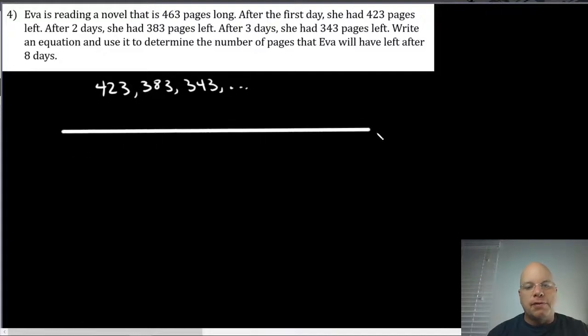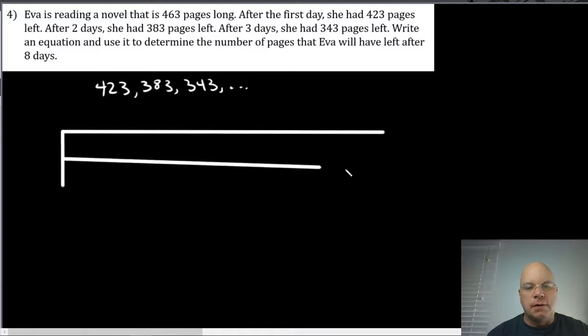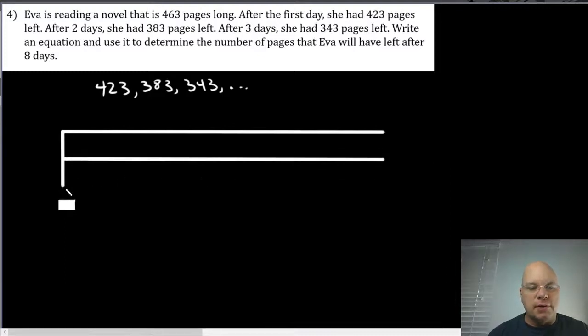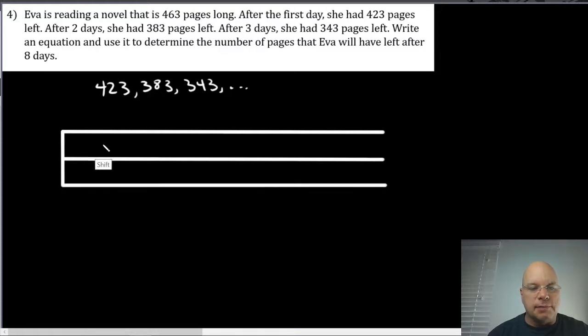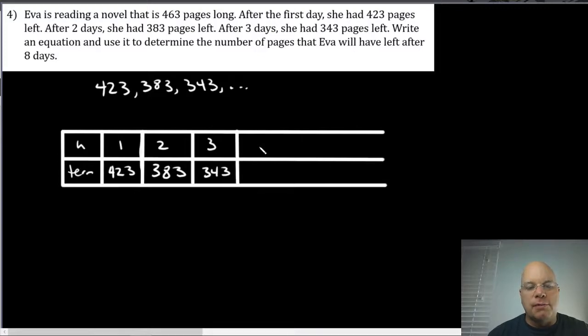If we make a table with the position in the sequence n and the term t, we can start to see how the sequence is changing. After 1 day, she had 423 pages left. After 2 days, 383 pages. After 3 days, 343 pages. So in order to find the equation, we want to know how many pages she would have left after n days.